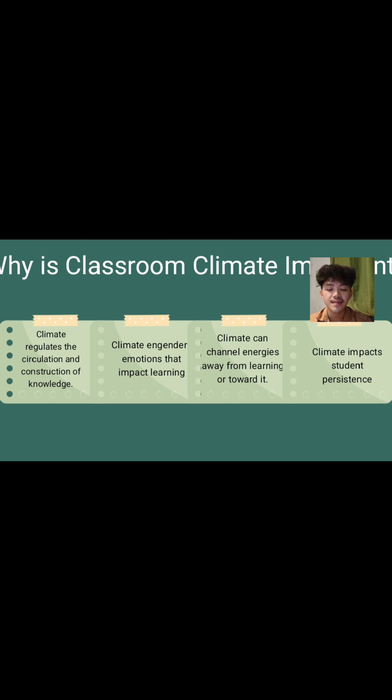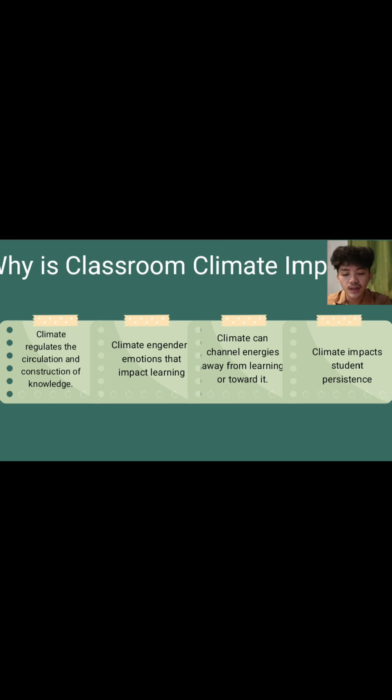And lastly is climate impacts student persistence. It is important, guys, when we are in a classroom setting, we need to have a good mood, a zealous spirit, for us to learn more the entire topic.